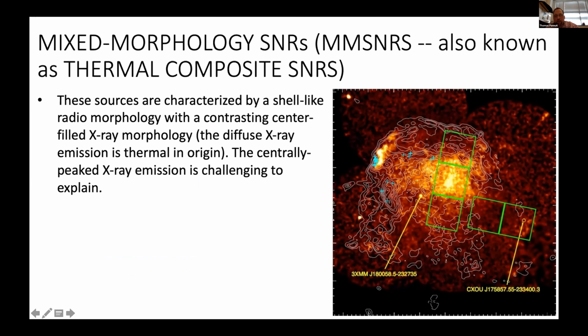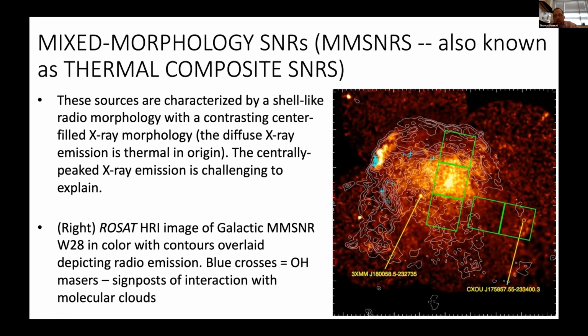So this is a case, for example, of one of the sources here. It's W28. And what I have shown here is thermal emission from the ROSAT HRI, with contours overlaid from radio emission. The remnant has a very strong shell, which is most prominent along the west and in the north, but the X-ray emission is localized down toward the center here.